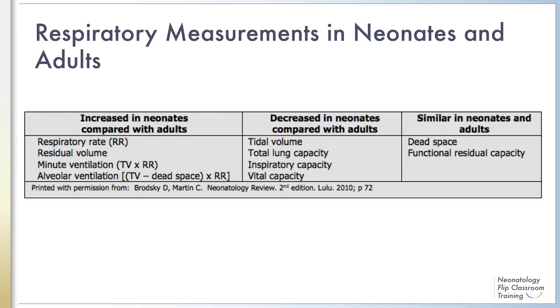In contrast, adults are able to take slow, large breaths that increase the volume moving through their lungs. Therefore, the tidal volume and most capacities are higher for adults. A summary of these differences and similarities for respiratory measurements in neonates and adults is shown in this table.